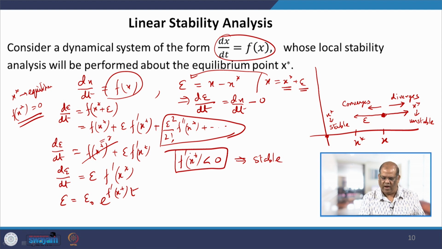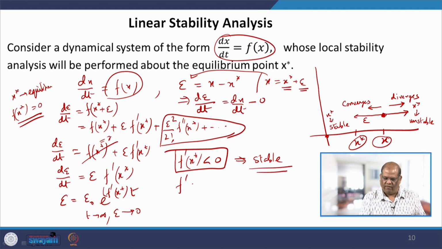So, once again, if f dash x star is less than 0, then what happens? From here you can see this part is less than 0. So, as t becomes large, your epsilon goes to 0. So, the moment epsilon goes to 0, this point and this point coincide. So, you have given a small push, but it comes back to its original position, and hence the system is stable. Whereas, if your f dash x star is greater than 0, then obviously as t becomes large, the values of epsilon grow, and this moves away from the equilibrium solution, and you have an unstable equilibrium.